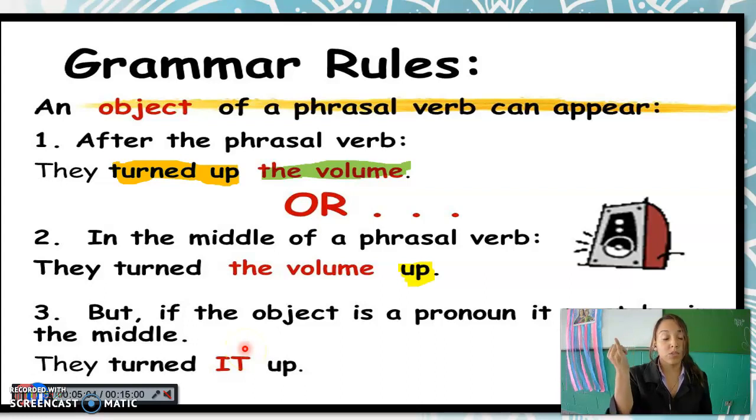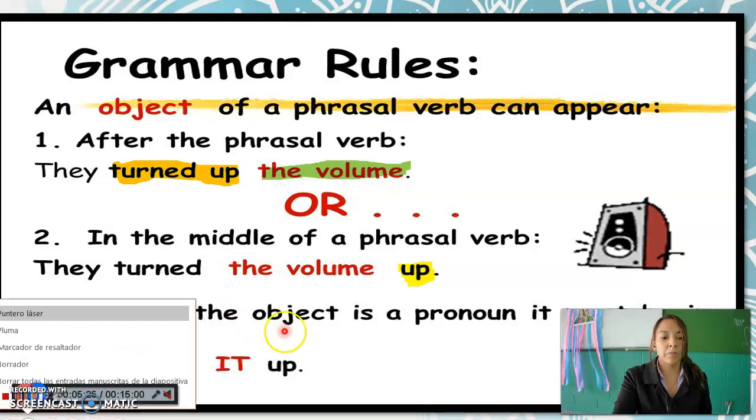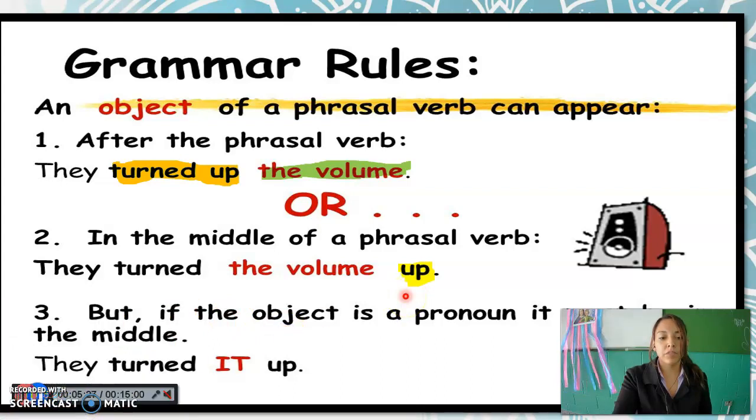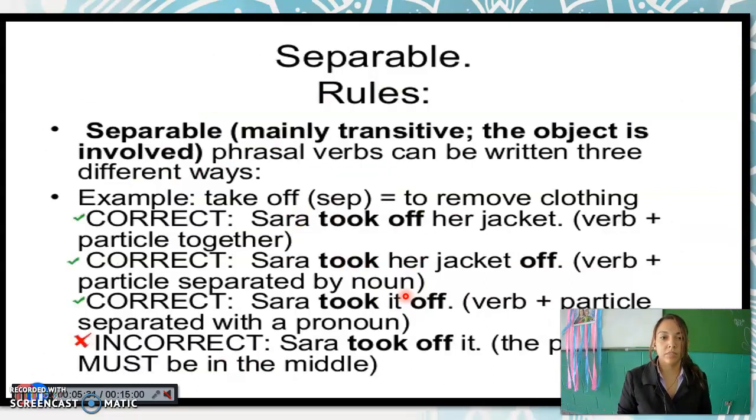We can use they, he, she, I, us, our, okay? And if you're going to use a pronoun, the pronoun is always going to be before the particle. The particle is on. Okay, so remember, in this part we have the main verb and we have the particle.